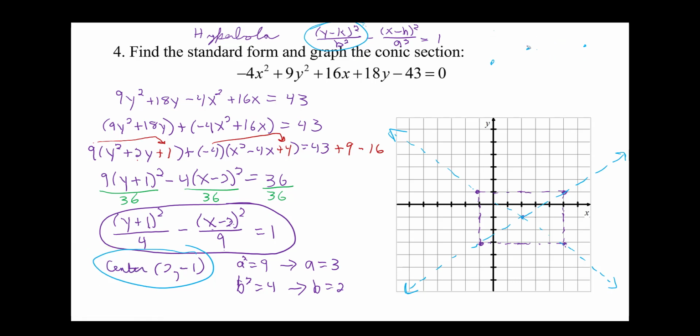So let me erase the ellipse notes we have here. So if y comes first, and because you have a minus here, you're definitely going to have either y coming first or x coming first. If it's y that comes first, your hyperbola is going to open up and down. That means from the center here, we can go up to find a vertex here. And from the center, we can go down to find a vertex here.